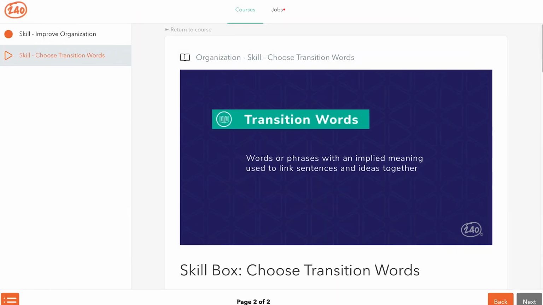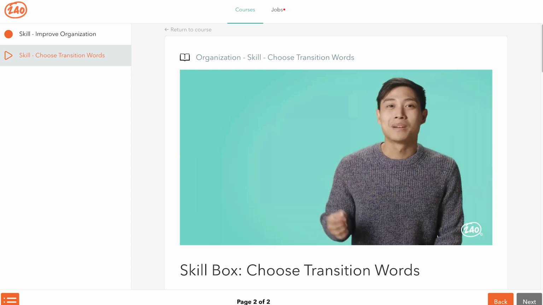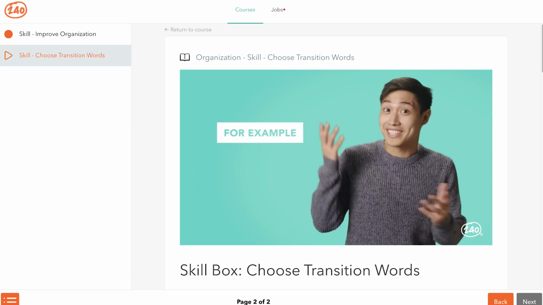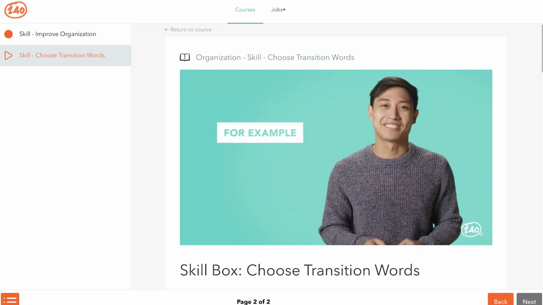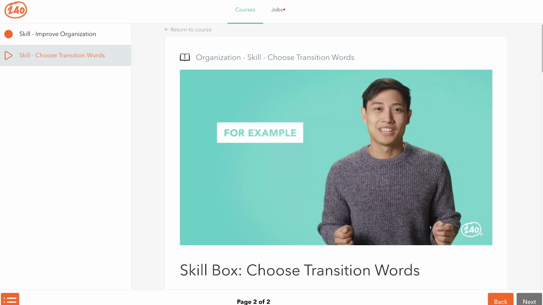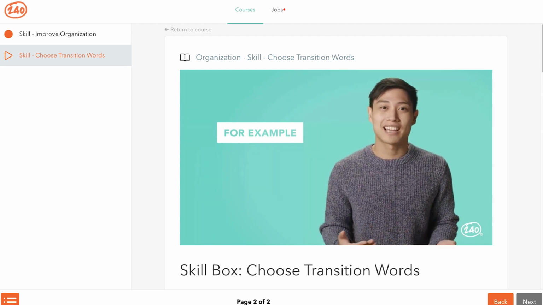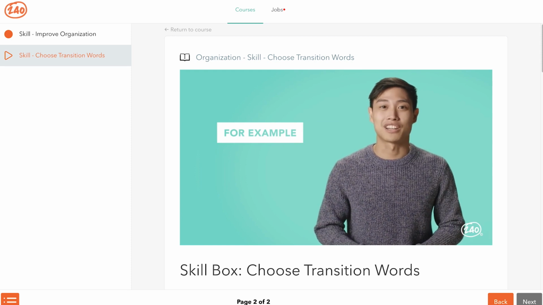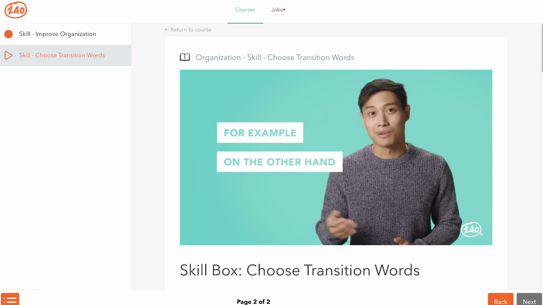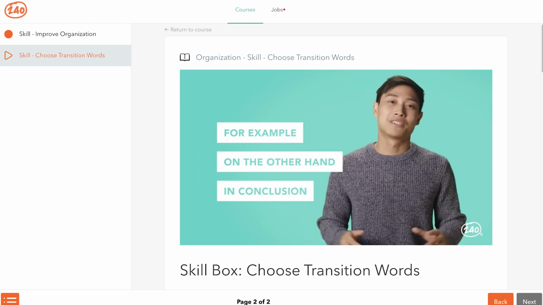Transition words are words or phrases used to link sentences and ideas together. Transition words carry an implied meaning, so it's important for authors to use appropriate transitions in writing for clarity. For example, by using the transition, "for example," you're cued into the content of the sentence before hearing it. You expect to hear an example of transition words in use. If this sentence had used an inappropriate transition such as "on the other hand" or "in conclusion," the flow would be interrupted.